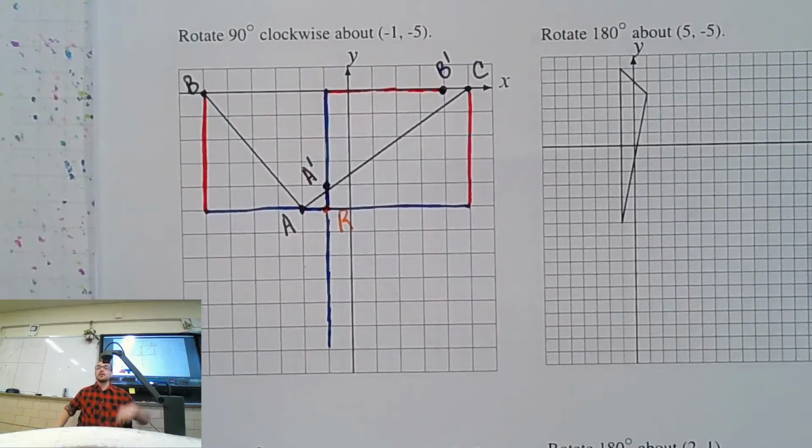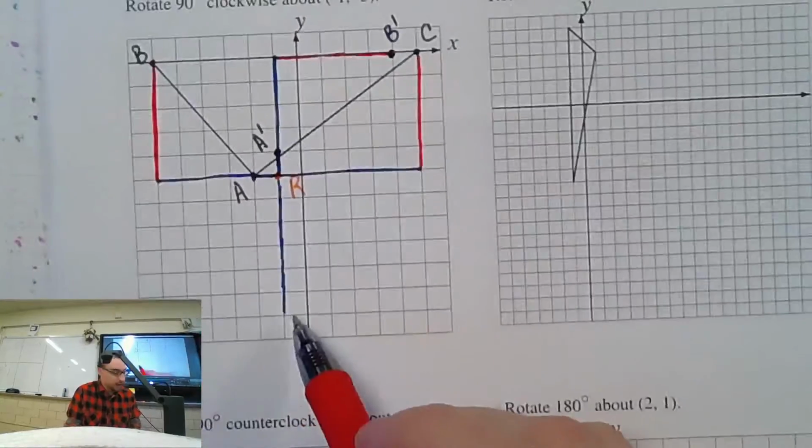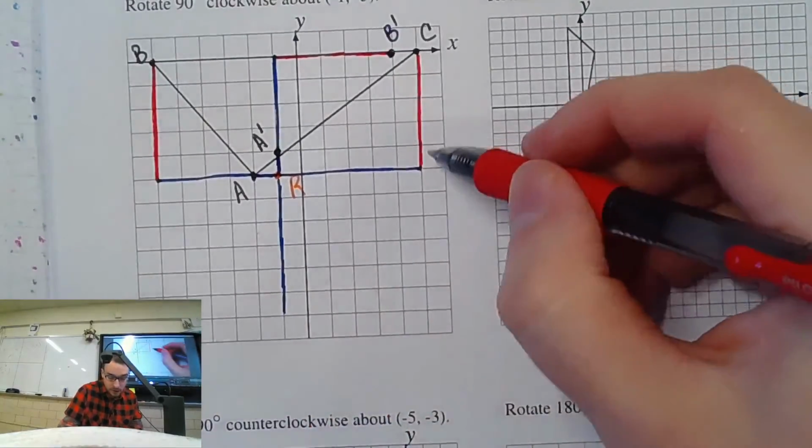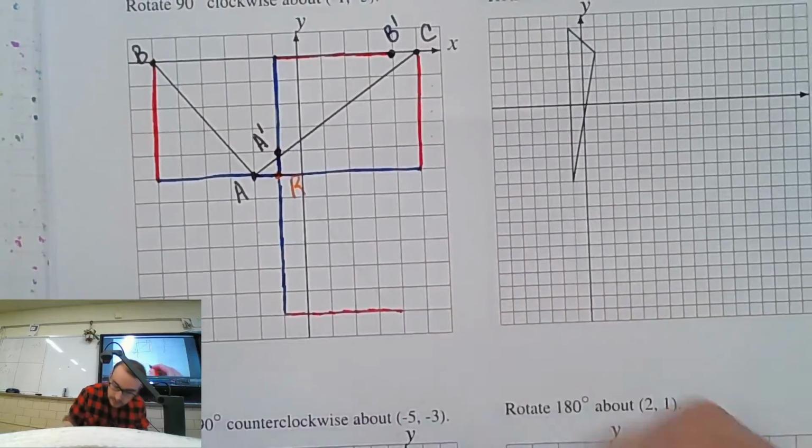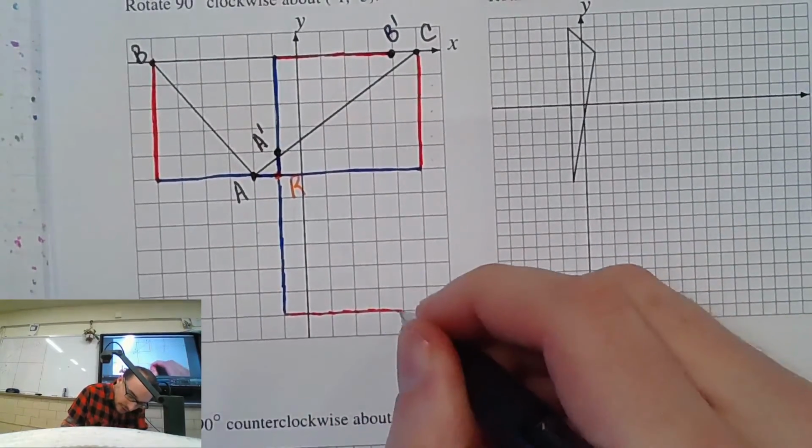The red line is pointing up. When we go clockwise for you guys, that's this way, 90 degrees. Which way is it going to point now? It's going to point to the right. So our red line is going to go from here to the right. How many? 1, 2, 3, 4, 5. There's C prime.